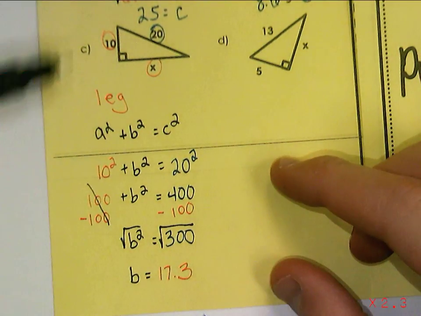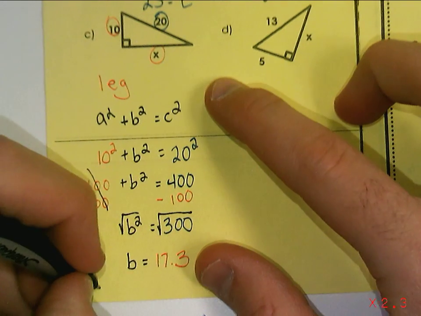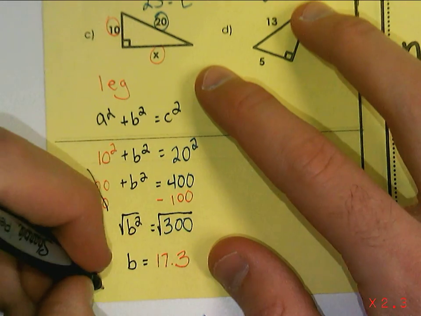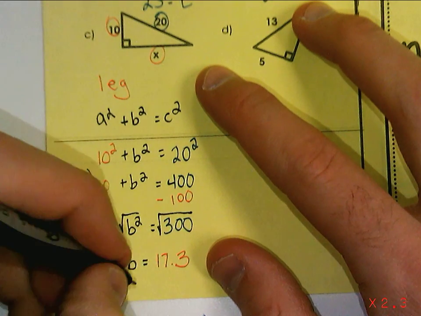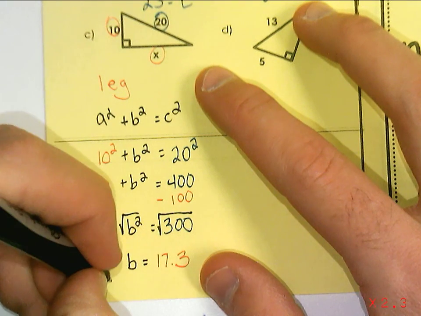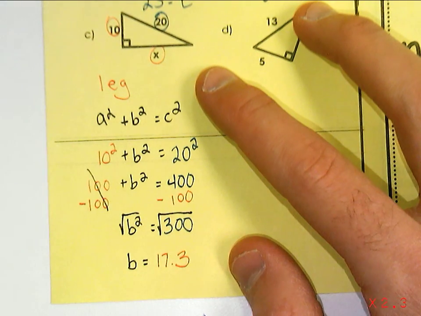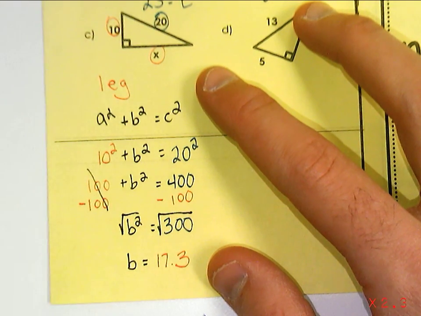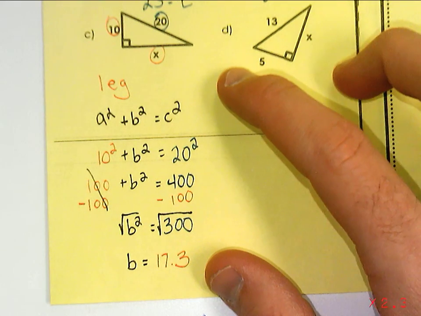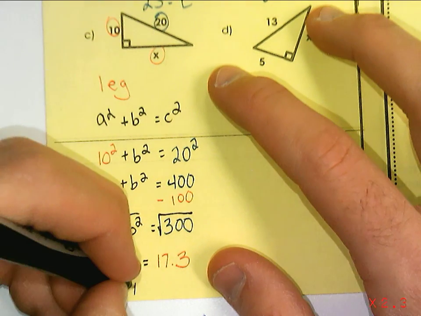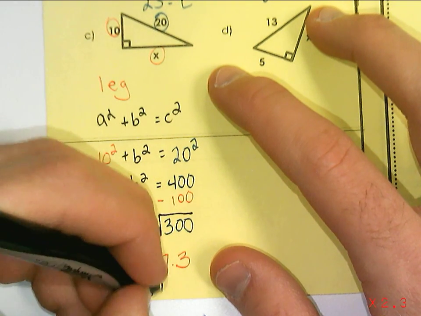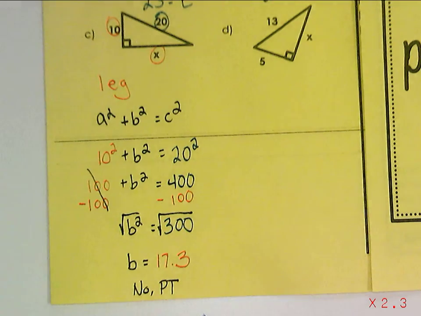And if we think back to the idea of Pythagorean triples, this is not a positive integer. Well, it is, but it's not just a number by itself like 3, 4, 5 or 24, 7, 25. So no, this is not a Pythagorean triple.